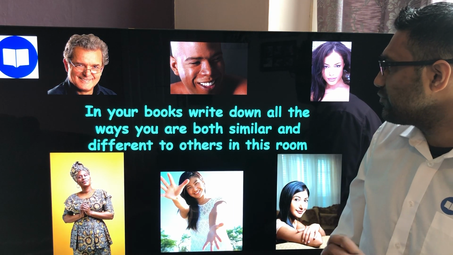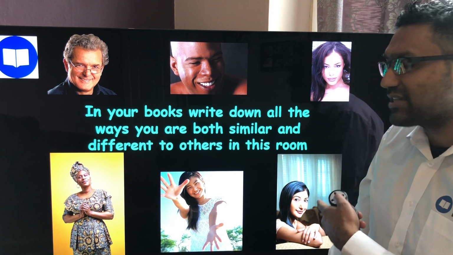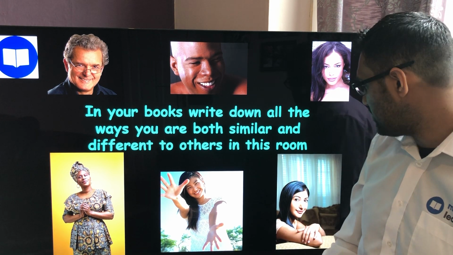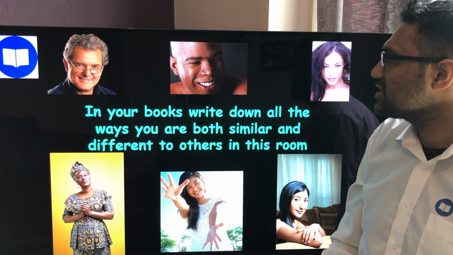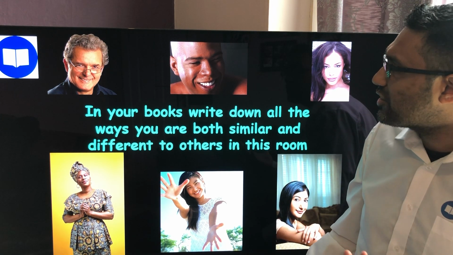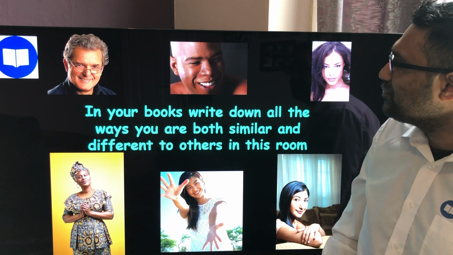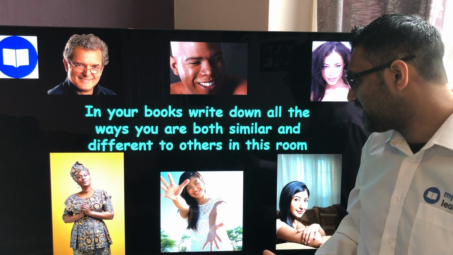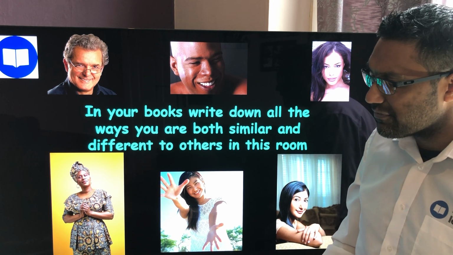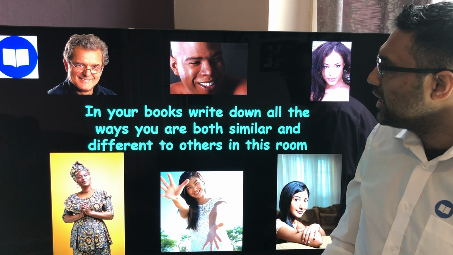So, variation. You don't obviously have to do this, but in your books write down all the ways you are both similar and different to others in the room. There are so many differences amongst us: skin color, eye color, ear shape, eye shape, nose shape, hair color, whether hair is straight or curly, and so on and so on. There are so many differences between us.